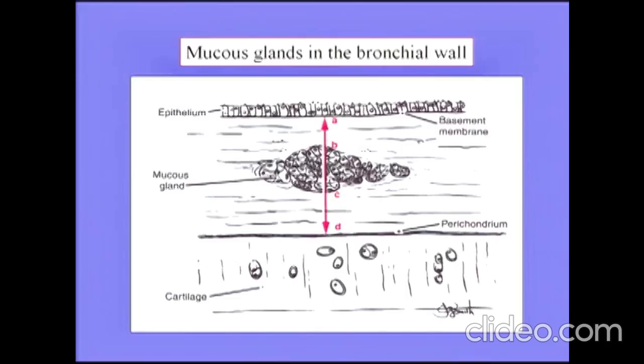And this is a drawing to remind us of the mucus glands, which are situated between the epithelium of this airway here and the cartilage here. You can see the mucus glands clearly, and you can also see some arrows here, which indicate that you can actually measure the amount of the mucus glands by this distance here divided by the total distance here, BC divided by AD. So this is the normal appearance of mucus glands in the airway wall.